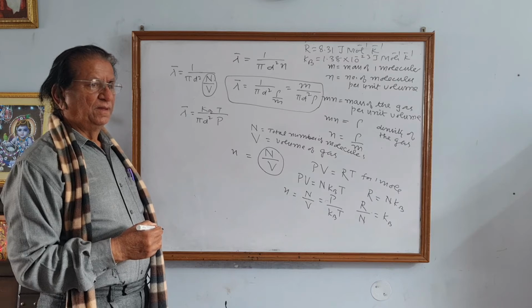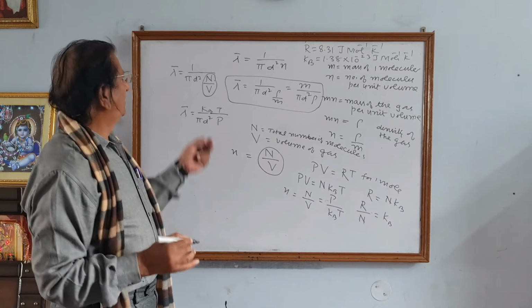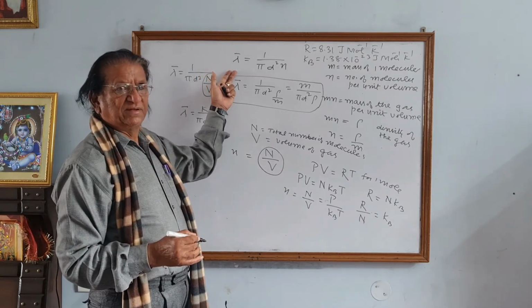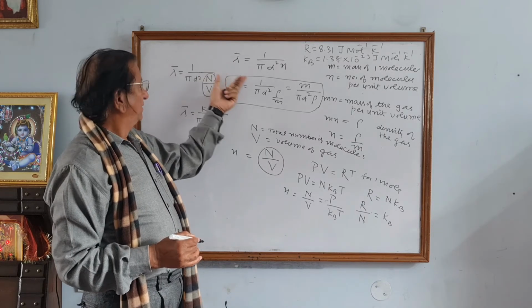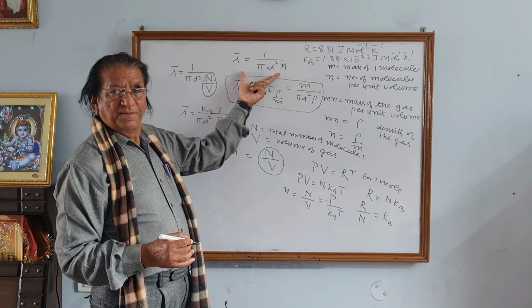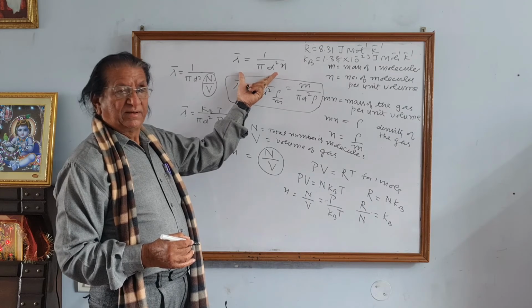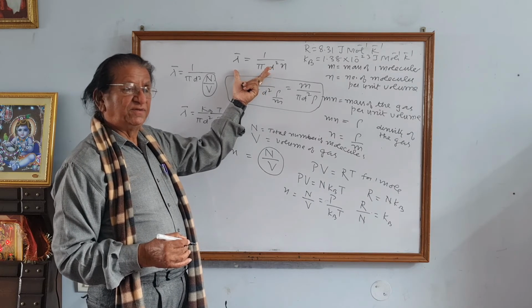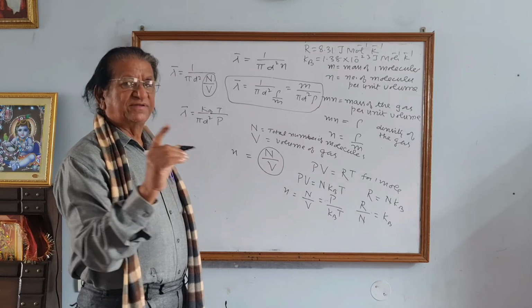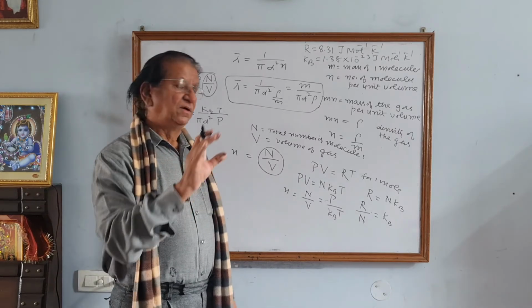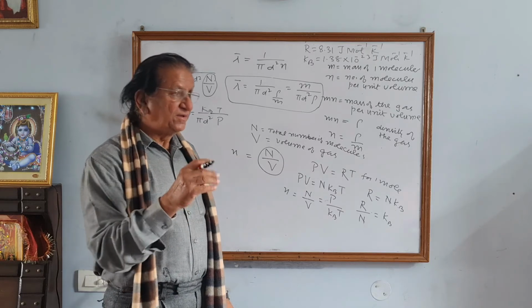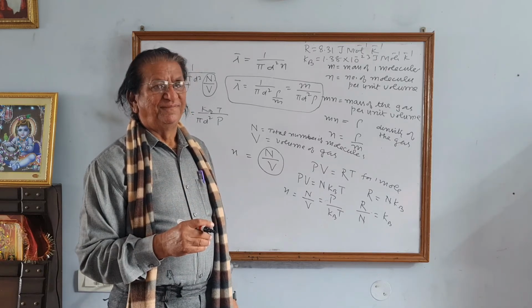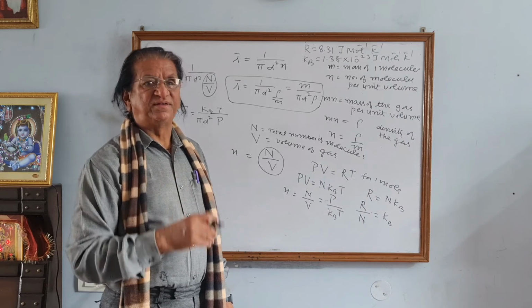Okay, so we have derived an expression for the mean free path, and we have given different shapes to mean free path. Expression is this, and this expression has been derived making use of the assumption that except the molecule under consideration, all other molecules are in the state of rest. But actually this doesn't happen.